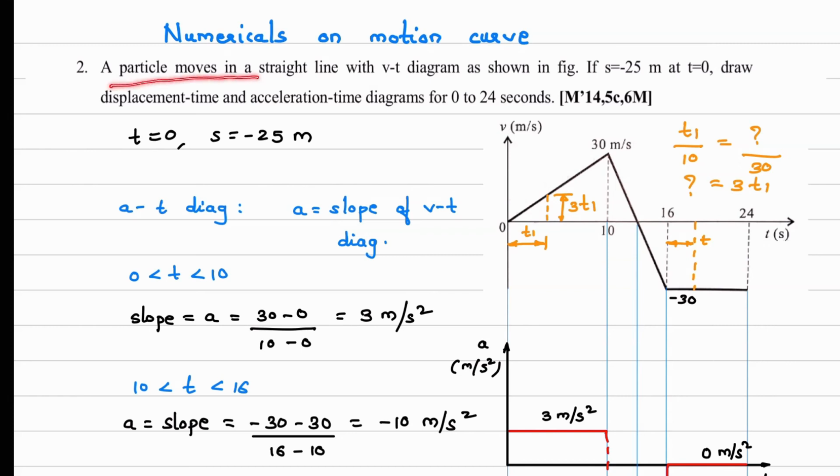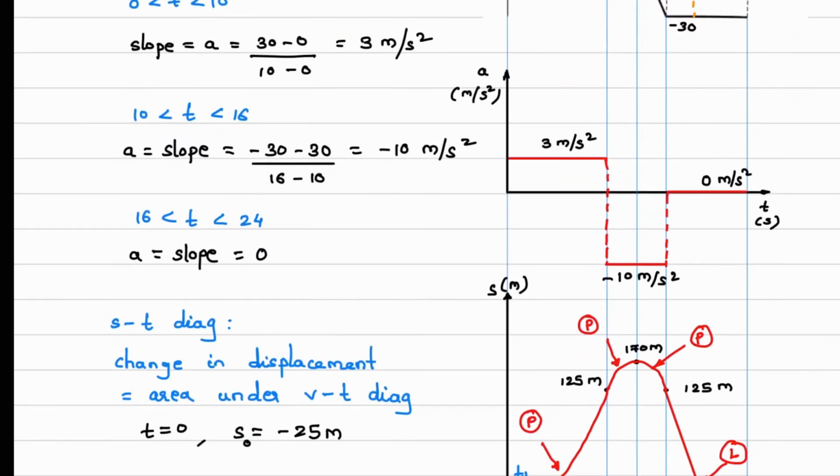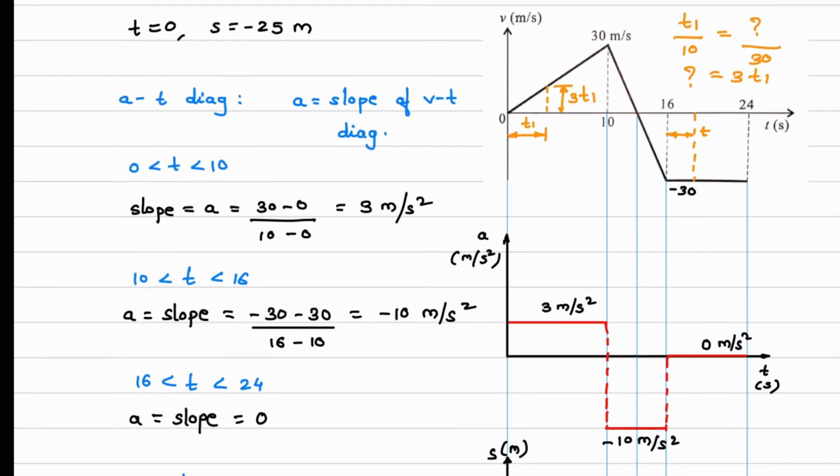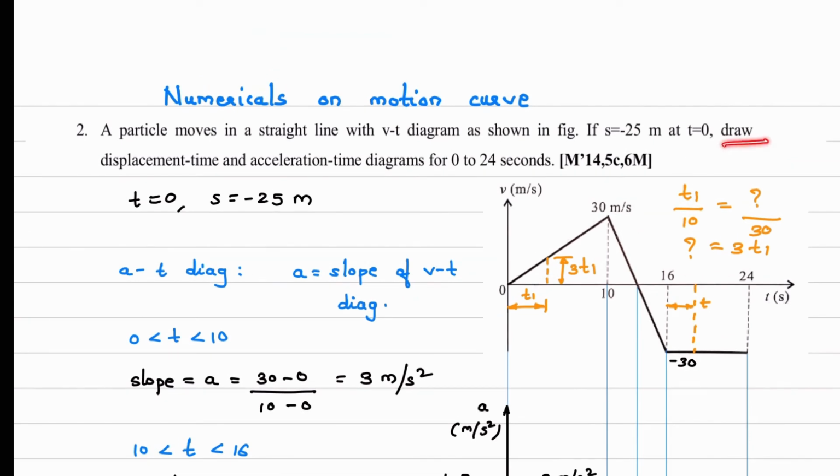A particle moves in a straight line with VT diagram as shown in figure. So here the velocity versus time diagram has been shown. Now at t is equal to 0, s is minus 25 meter. That is why if you see the ST diagram, when t is 0, s is how much? Minus 25 meter, that we have shown over here. Next, draw displacement time diagram and acceleration time diagram for 0 to 24 seconds.